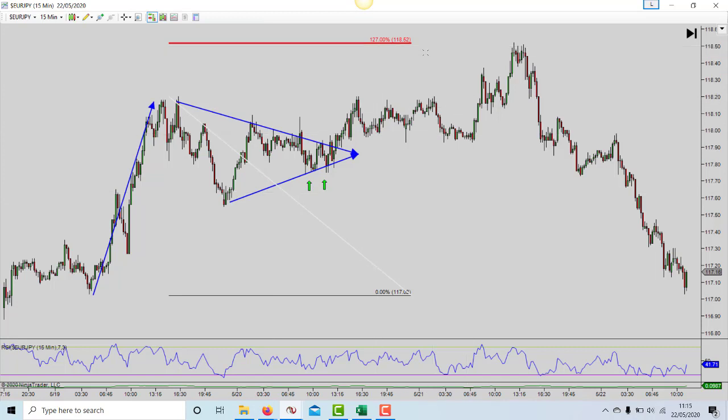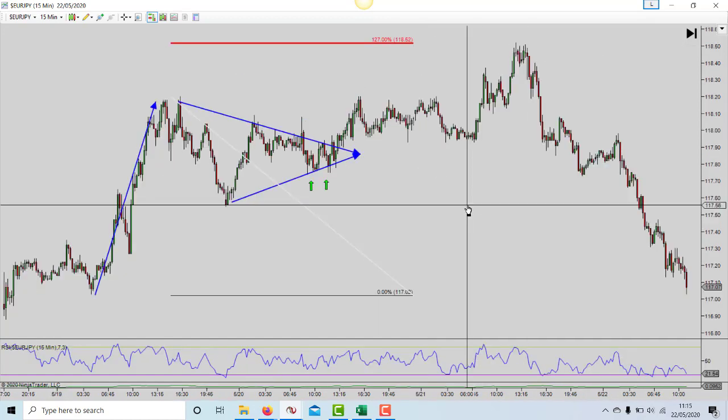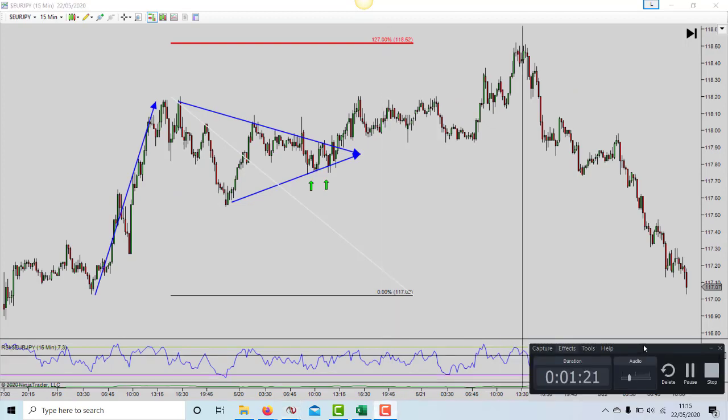And true to my word, right up here to hit that 127. Of course we front run, and it does make a lovely second winner in a row for a beautiful 37 pips.